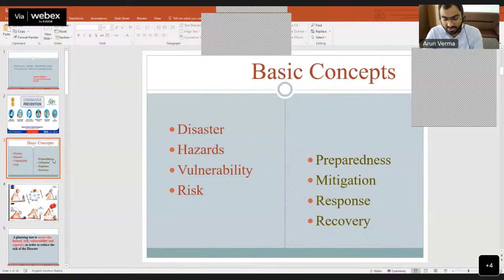Friends, this is a class, or a series of sessions, where we are discussing aspects related to disaster management. Before coming to the disaster management plan, we should have a clear idea of what is disaster, what is hazard, what is vulnerability, and what is risk. On the second side, there are preparedness, mitigation, response, and recovery. Total, there are 8 or 10 words which comprise this disaster management cycle. So what is disaster?